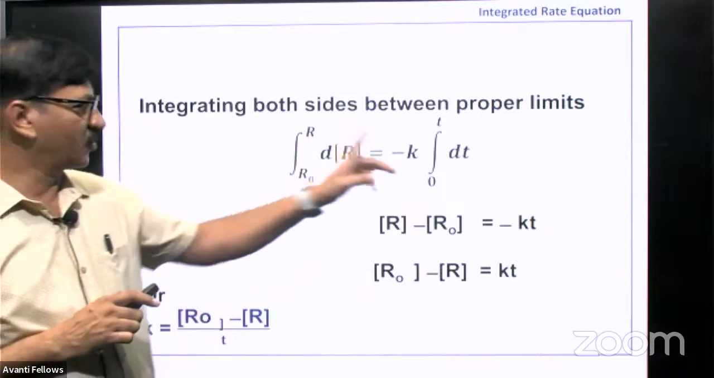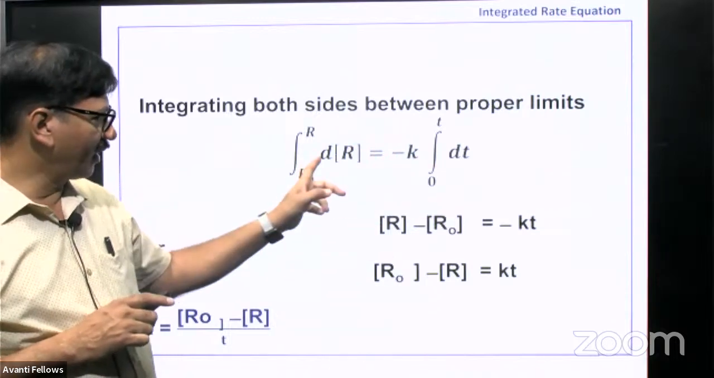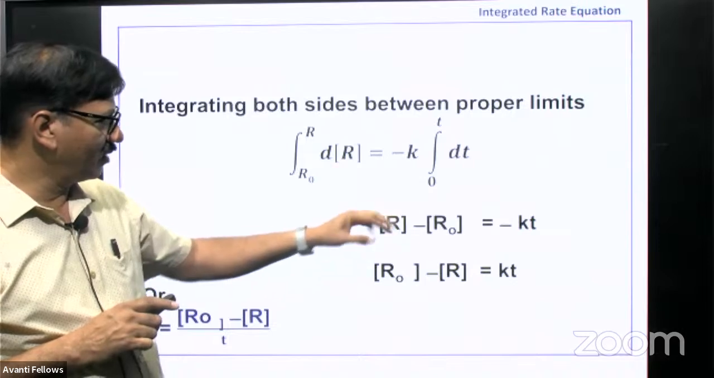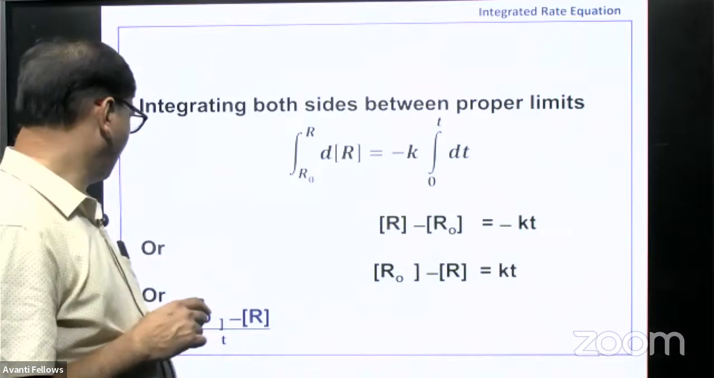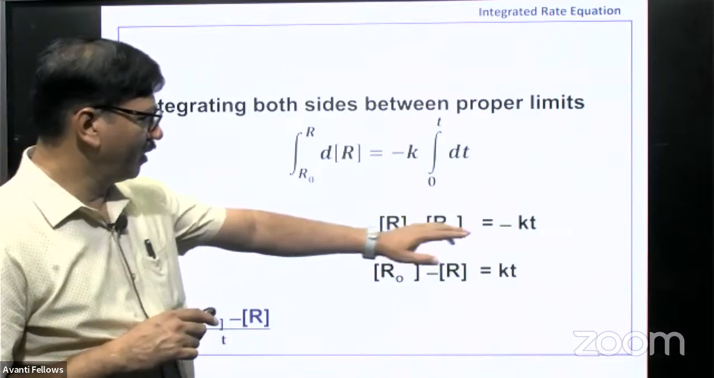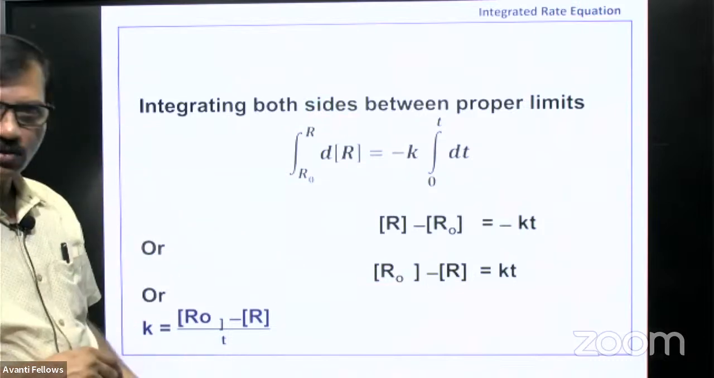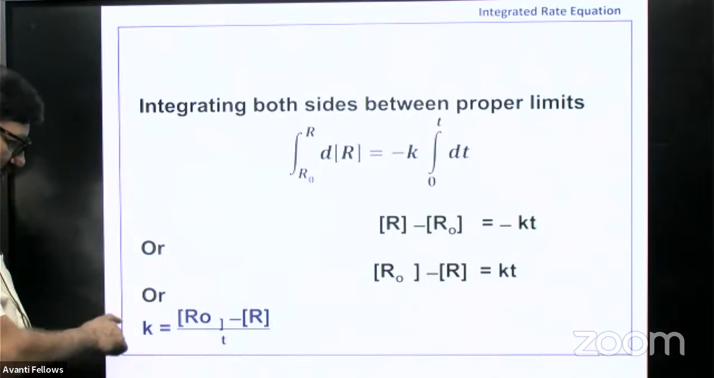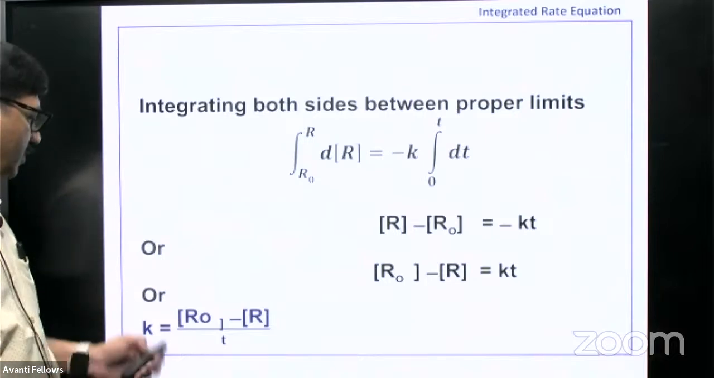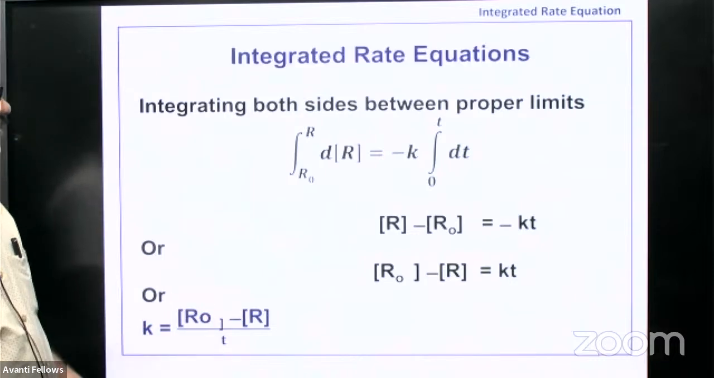So integrating the rate expression, dr is equal to minus k dt, so integration of 1 with respect to r is r, and this minus r naught has come from the integrated rate from the c is equal to minus kt. By doing this, we are going to get this expression, right? So I have derived it. I hope you can understand from it, right? So this is the expression for the rate constant, k is equal to r naught minus r by t.